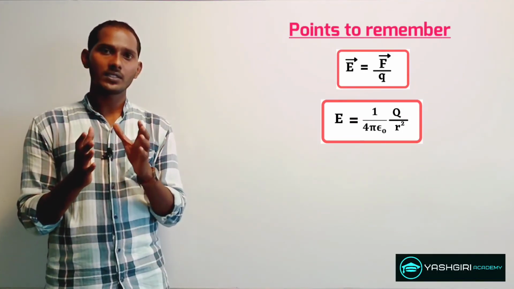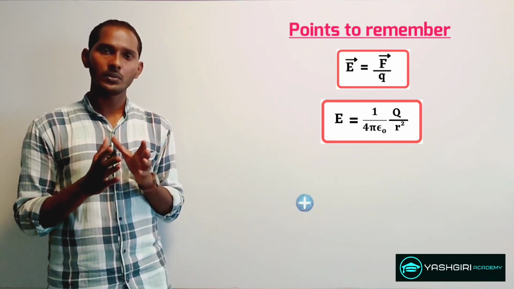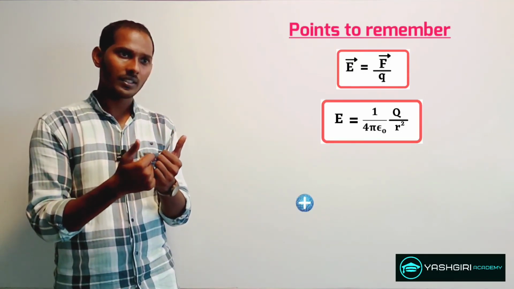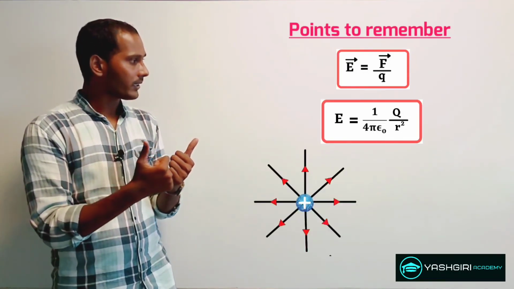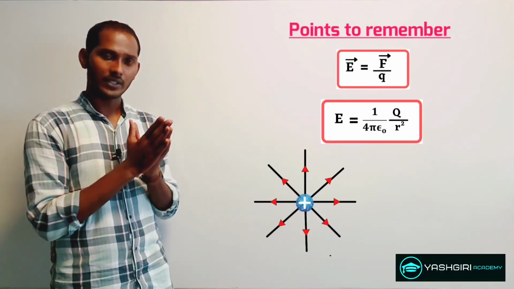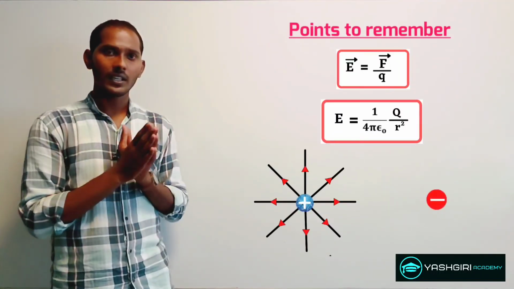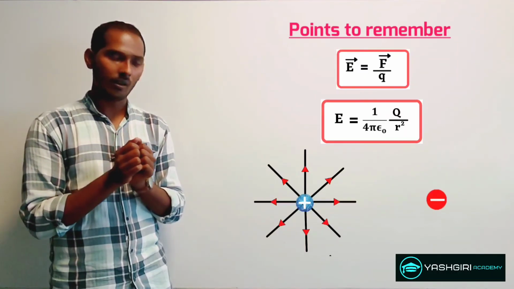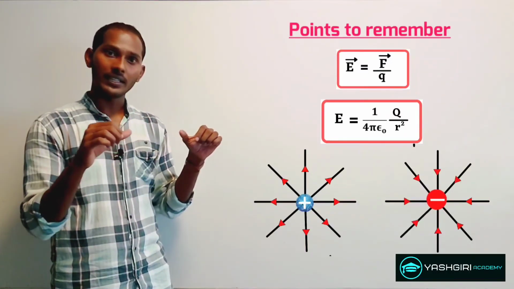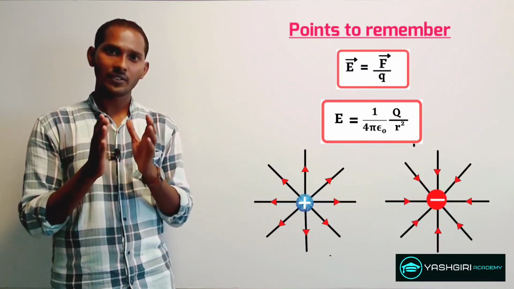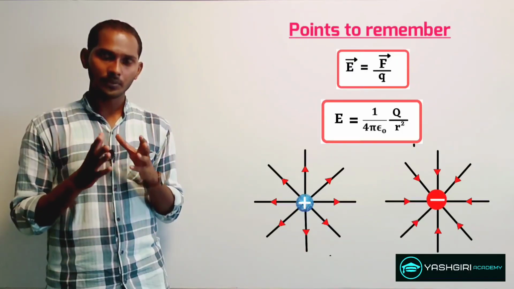And if this source charge is positive, then the electric field lines are drawn pointing radially outwards, and if the source charge is negative, then the electric field lines are drawn pointing radially inwards. So these are the few points that you need to remember from this session.